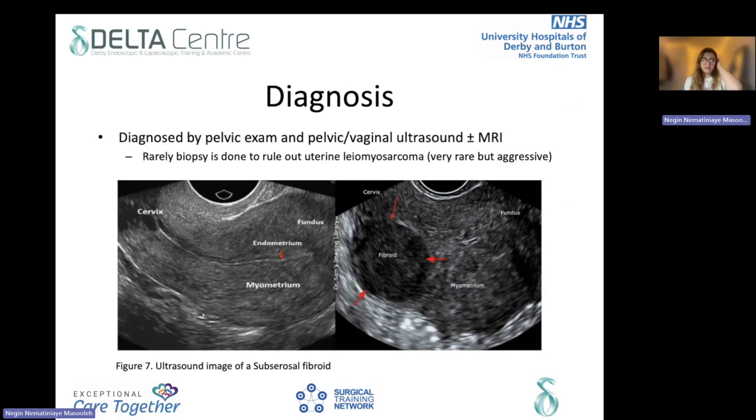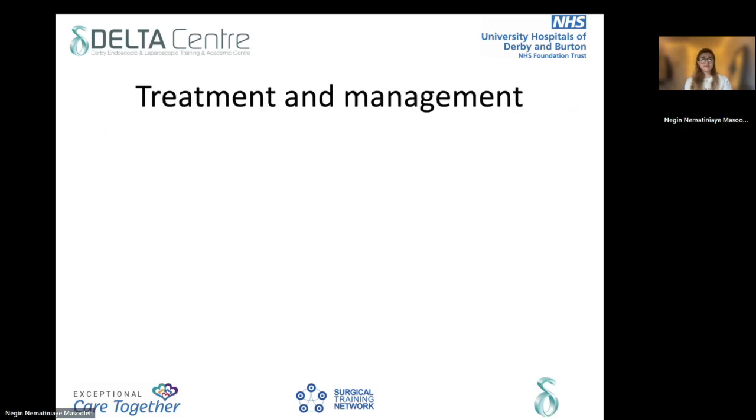Very rarely, they might do a biopsy. This is to rule out uterine sarcomas. These are very rare cancers of the myometrium of the uterus. They're very rare, but they're very aggressive. So if they suspect it, they might do a biopsy to rule that out. But again, it's very rare.